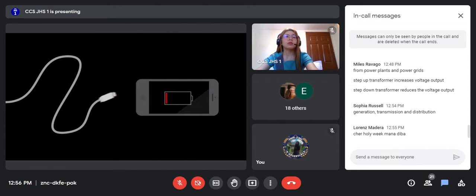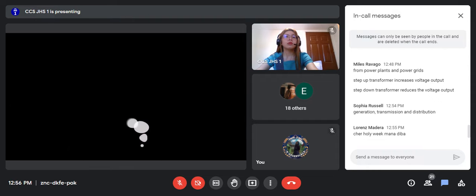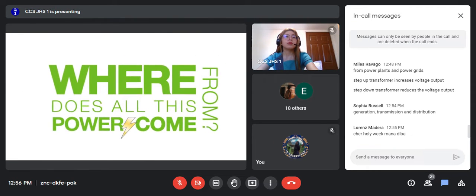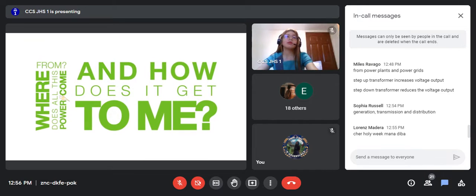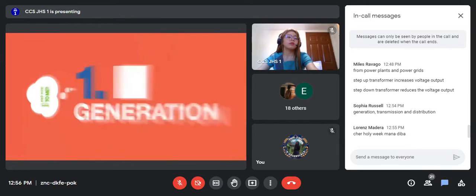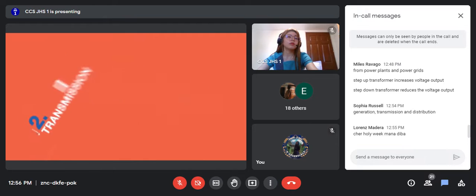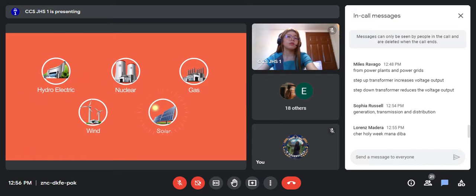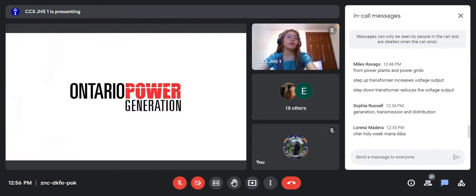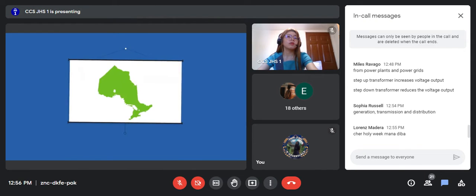When plugging in your cell phone before you go to bed, have you ever wondered, where does all this power that I depend on even come from? And how does it get to me? Good questions. And the answers can be broken up into 3 steps: generation, transmission, and distribution. Electricity is generated throughout the province at hydroelectric, nuclear, and gas power plants, as well as through renewable energy such as wind and solar, much of which are owned and operated by Ontario Power Generation.